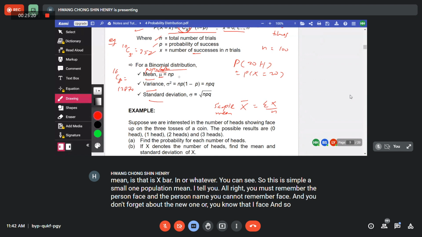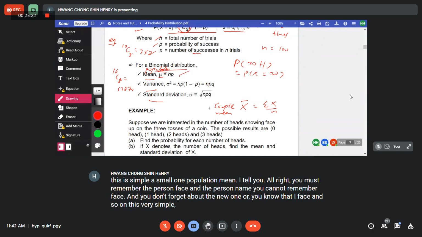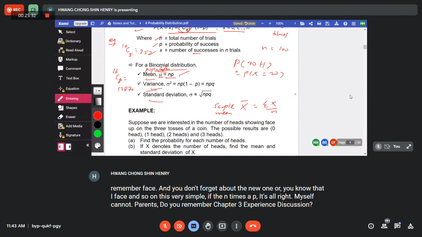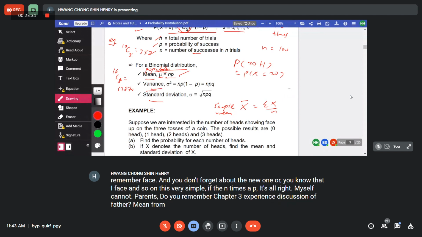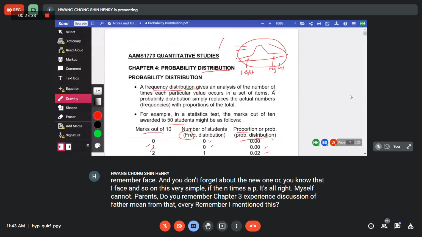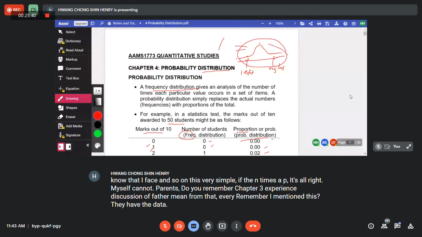So the formula is very simple. Take the n times the p. Simple, right? Want to memorize also can. Variance, do you remember chapter 2A? What's variance? Dispersion, right? How far the data from the mean? Remember I mentioned this. You have the data. This is your mean now, population.